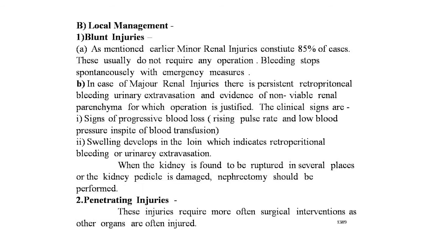In case of major renal injuries, there is persistent retroperitoneal bleeding, urinary extravasation and evidence of non-viable renal parenchyma, for which operation is justified. The clinical signs are signs of progressive blood loss, rising pulse rate and low blood pressure in spite of blood transfusion. Swelling develops in the loin, which indicates retroperitoneal bleeding or urine extravasation.